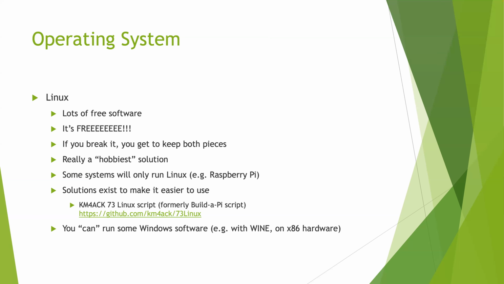Some systems will only run Linux, like Raspberry Pi, for example, but solutions do exist to make it easier to use. KM4ACK, Jason, he has built this package called 73 Linux script. And he basically tells you, run this command, and you can copy and paste it into the computer. And you run that command and it will pull down the latest version of his stuff. And then do this, and you'll run it, and a little interface will pop up and it'll walk you through installing various pieces of software to do different kinds of things that you might want to do on your computer.